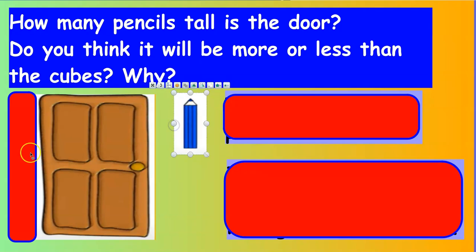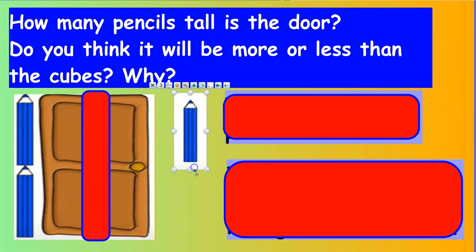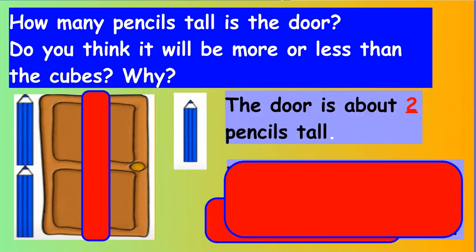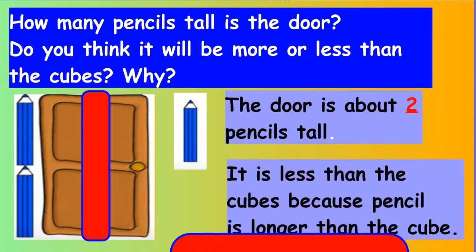Okay, so yes. All right, now can you look at the door? How many pencils long is the door? Okay, so 2 pencils. All right, now can you look at here. So the door is about 2 pencils tall. All right. Now, do you think it is more or less than the cubes? It's less. Very good. And why do you think it's less than the cubes?